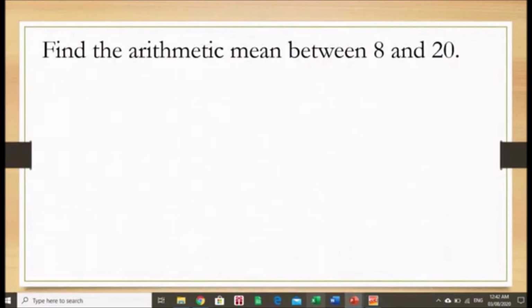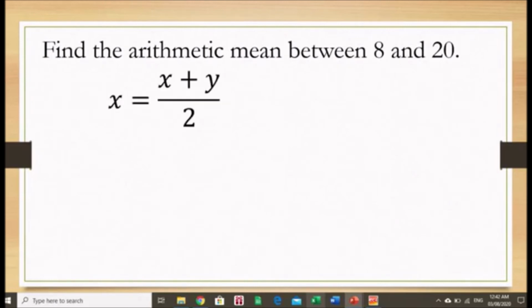Okay, let us have an example. Find the arithmetic mean between 8 and 20. So take a look at the given sentence. All you have to do is to find an arithmetic mean, only one, between 8 and 20. No need to insert three arithmetic means, with regards to our previous example. Just find the arithmetic mean.